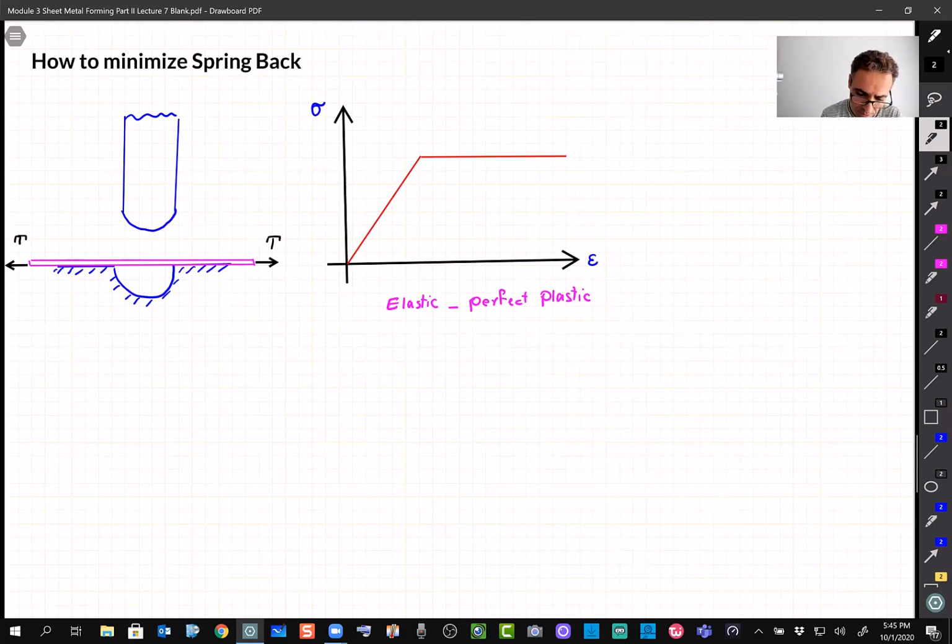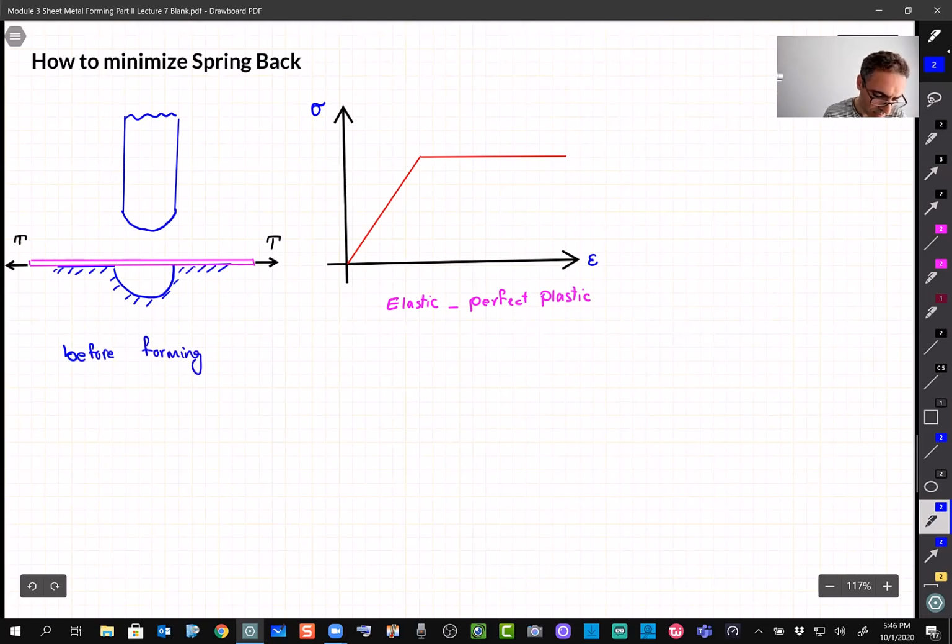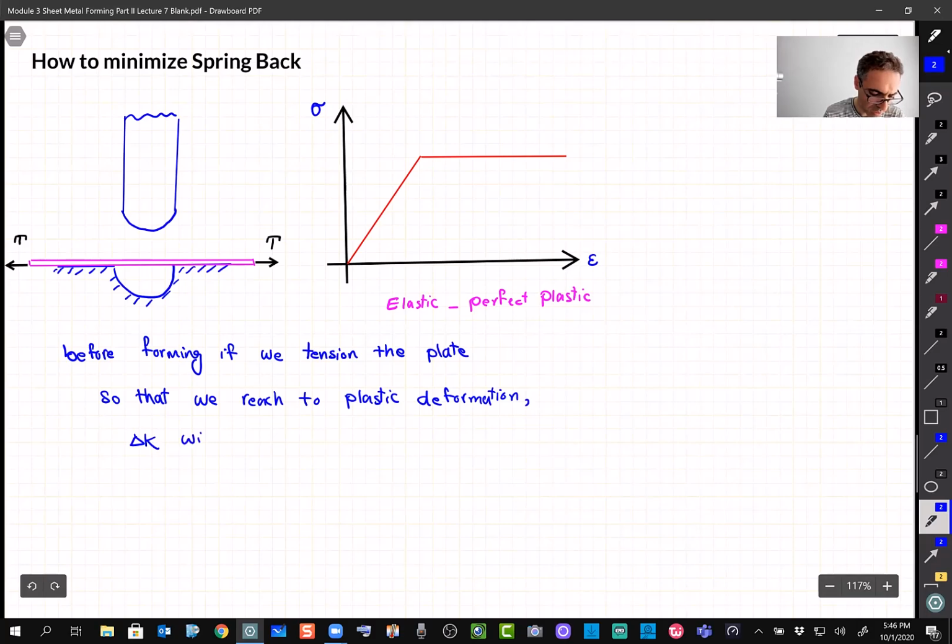So in summary, let me write it down here. Before forming, if we tension the plate so that we reach SUT or plastic zone, the deformation, delta K, will be minimized.